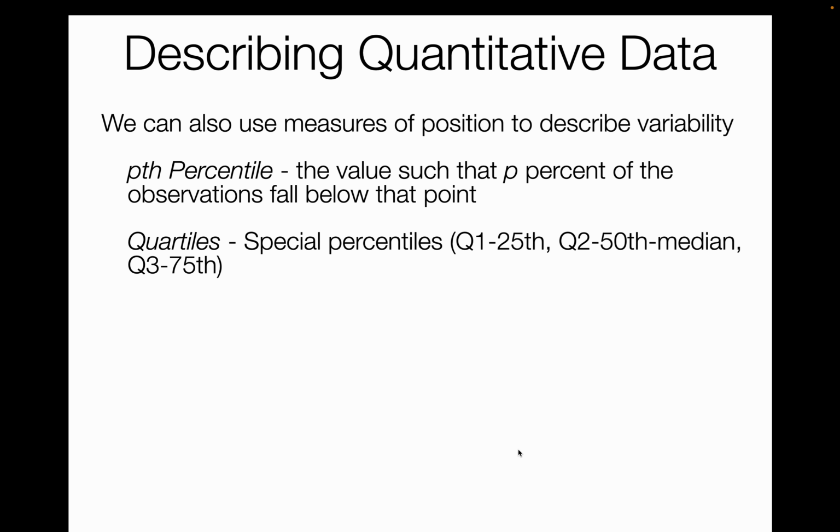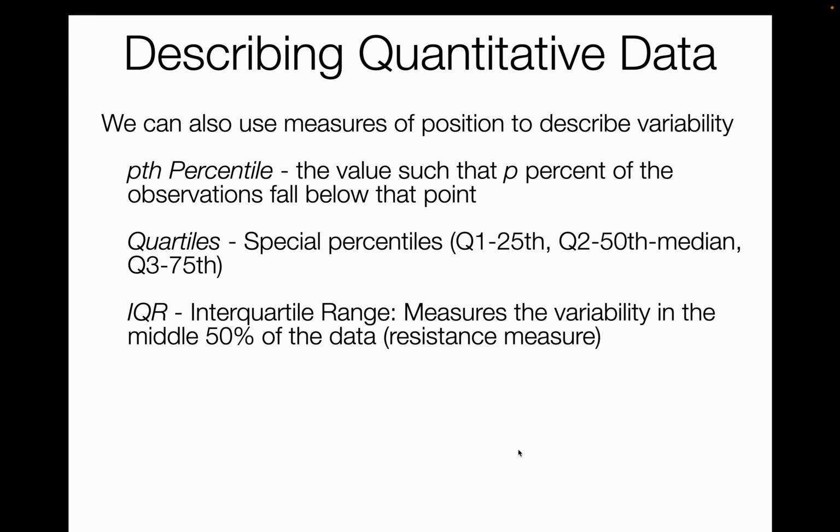We need these quartiles because it's how we define the answer to my original question. The question was, what should I use for a measure of variability if my data is skewed? Or what should I at least think about using? The answer is the IQR, or interquartile range. If I describe it, it measures the variability in the middle 50% of the data.